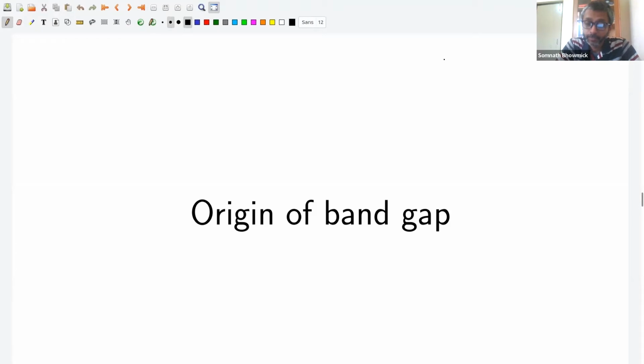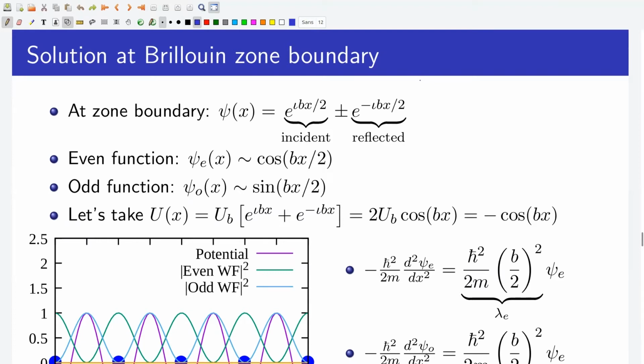In this lecture, we are going to use the wave functions in case of 100% reflection and relate them to the origin of the band gap. Let us focus on the solution at the Brillouin zone boundary. That is, the wave vector of the Bloch electron is equal to b by 2, where b is a reciprocal lattice point. In that case, the wave function psi of x is e power i b x by 2 plus or minus e power minus i b x by 2.